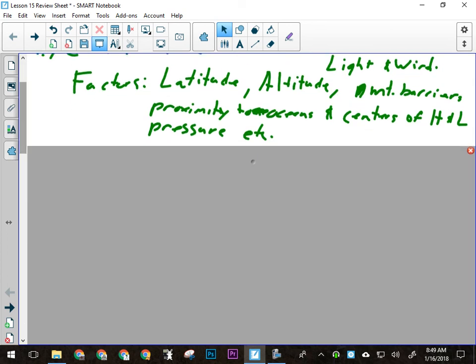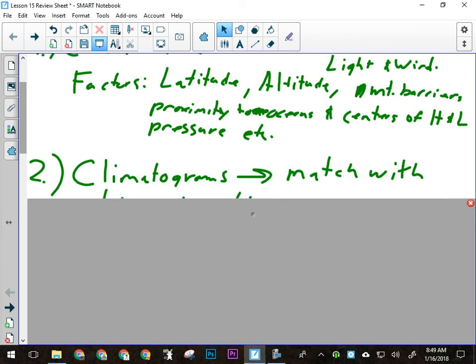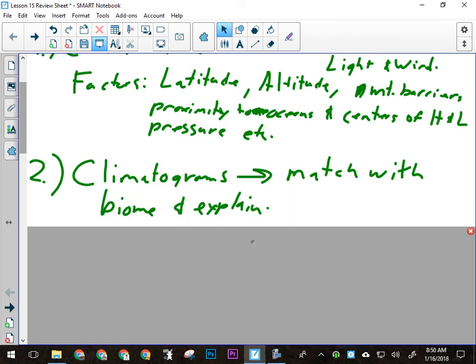All right, so that's the first thing we went over. Then we talked about climatograms, and yesterday we said you're going to have to match the climatogram with a biome and explain. It's a 5-mark question. You'll get the climatogram, and 2 marks will be explaining what's on the climatogram.